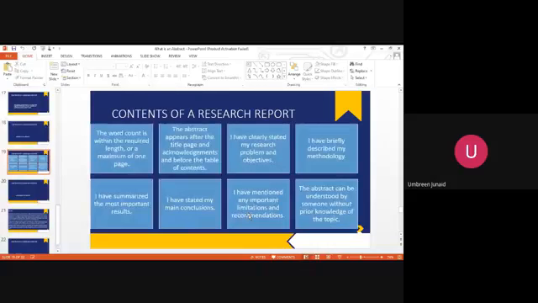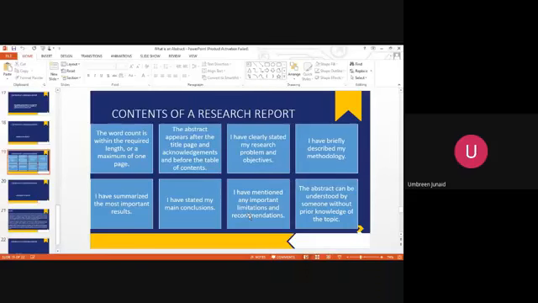Number one is the word count. When you're typing your document in Word and you are finished with your abstract, look at the word count that is given at the base of your document. How many pages and how many words is also given. So the word count should be within the required length, or a maximum of one page.